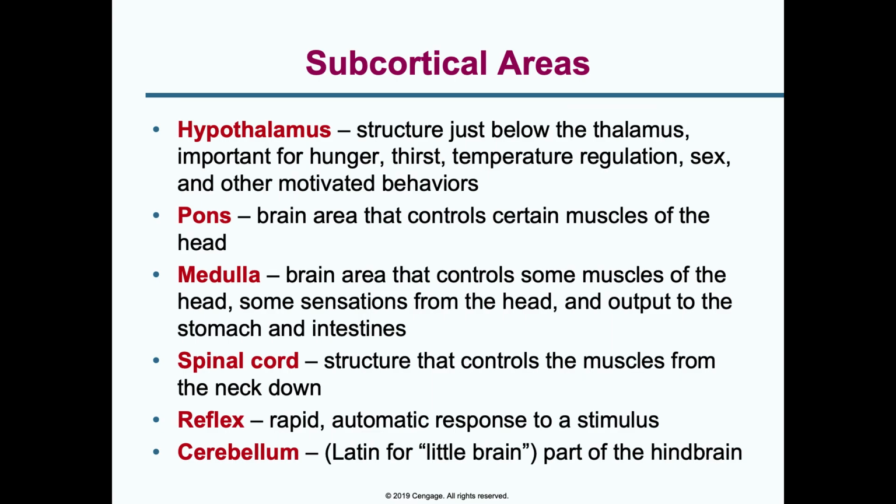We've talked about the hemispheres, but there are some smaller areas of the brain that actually have very important functions. The hypothalamus sits just below the thalamus on that brain picture, and it's important for things like hunger and thirst and regulation of temperature and other things. But it's really a small little area, but it controls a great deal. The pons is another area controlling muscles. The medulla also controls some muscles, and the spinal cord is also a structure that controls muscles from the neck down. Okay, just other additional terms.